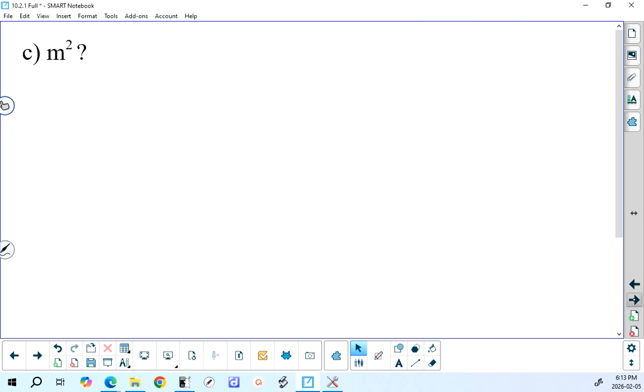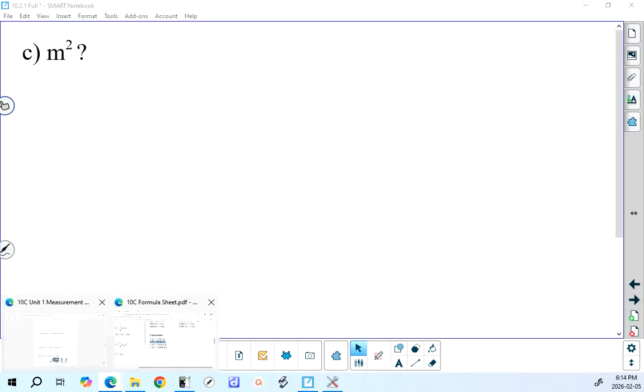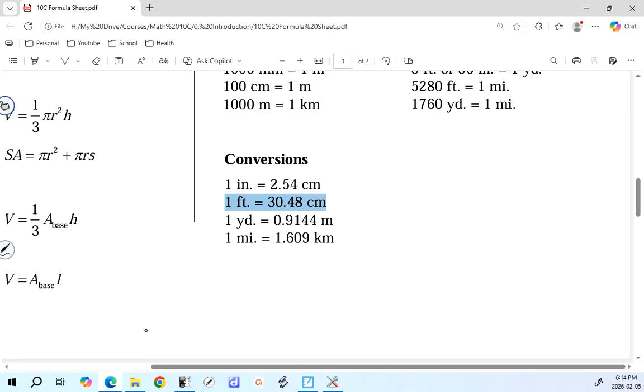If I want to figure out what it is in square meters, well, then I have to convert the feet to meters or the centimeters to meters. I'm going to convert the feet to meters because I think that there are less decimals involved here. So I'm going to go to my formula sheet. When I look at my formula sheet, I have 1 foot equals 0.3048 meters.